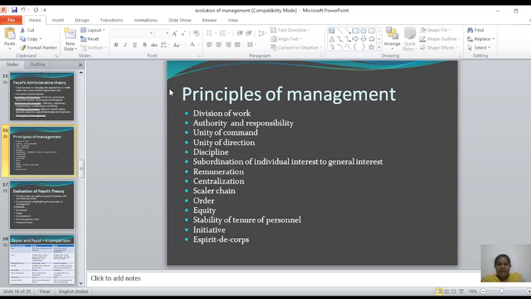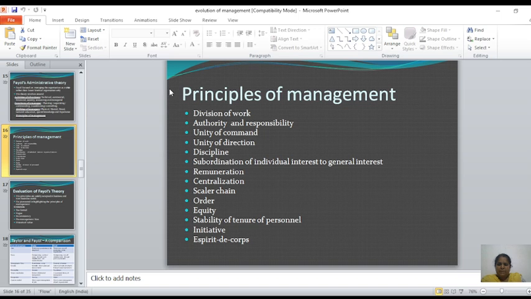Next one is the scalar chain. What do you mean by scalar chain? Scalar chain is the chain of authority and communication. For example, the communication must flow from the superior to the lowest subordinate. The message should move orderly from E to D, then D to C, then C to B, then B to A.